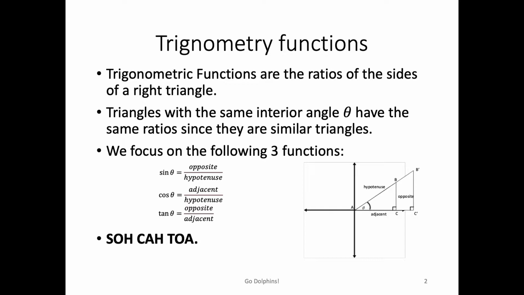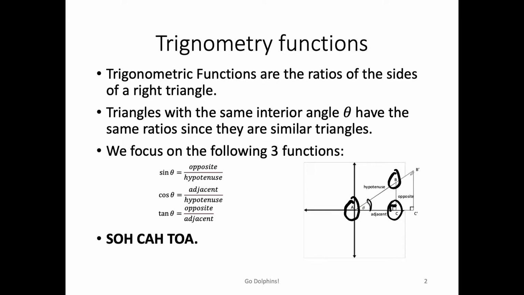I'm going to review some basic trigonometry in this video. So trigonometry functions are the ratio of the sides of a right triangle. So we have triangle A, B, and C here. This angle at corner C is a right angle. And we also know from geometry that triangles with the same angle theta have the same ratio.